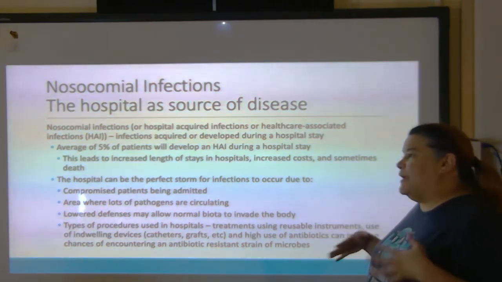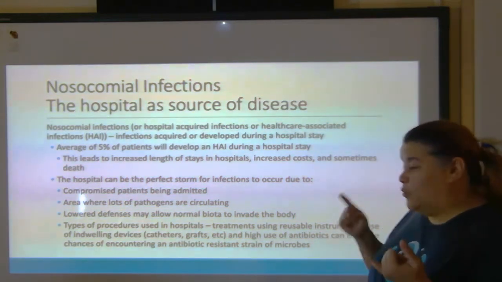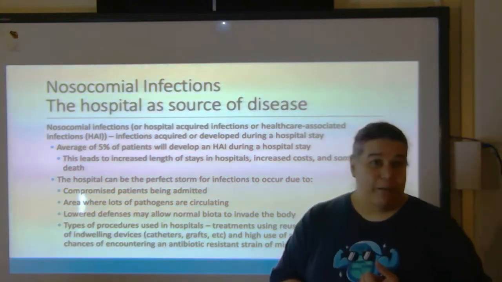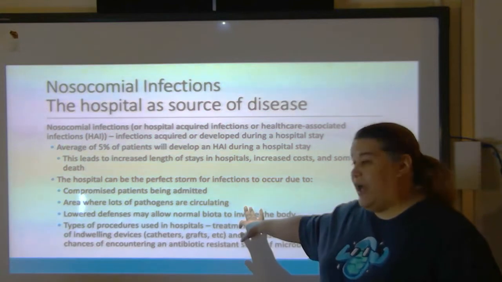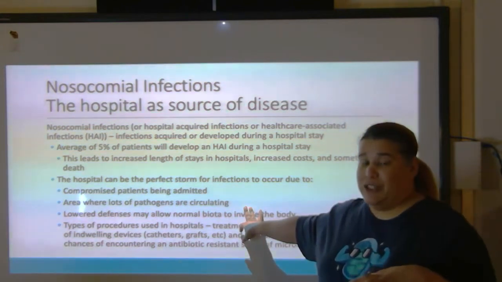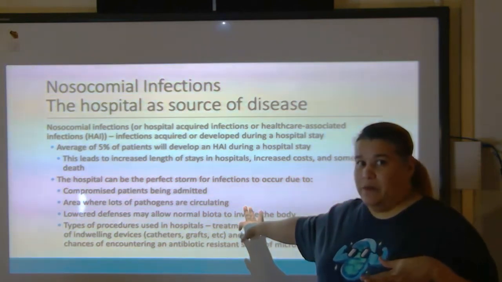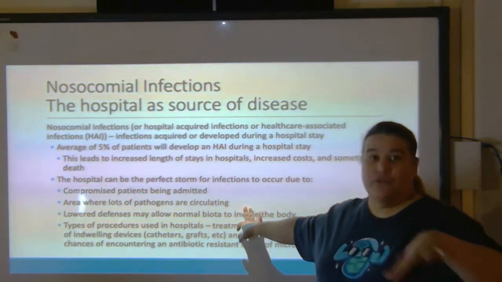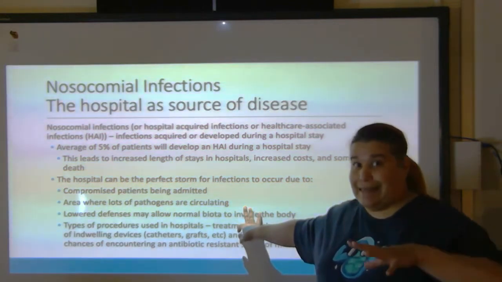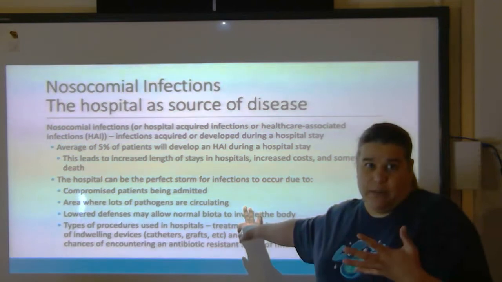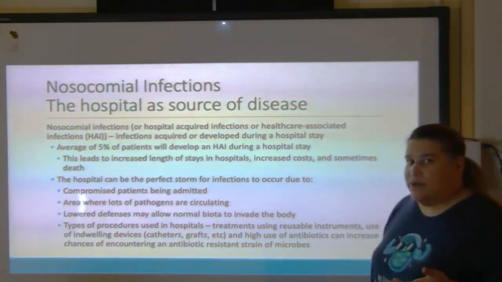The hospital is kind of the perfect storm for infections to happen. You have people that are already compromised in the hospital. They are being admitted into the hospital. You have multiple pathogens, multiple sick people, with different sick things that are in the hospital. So the potential for having that infection around, for having multiple infections around, exists just because of the nature of a hospital. Lower defenses may allow normal biota to also invade the body.